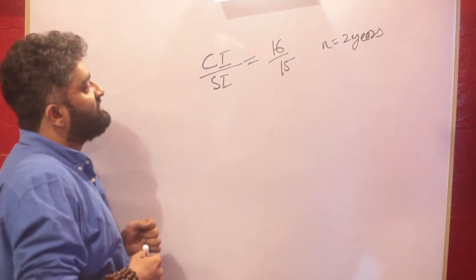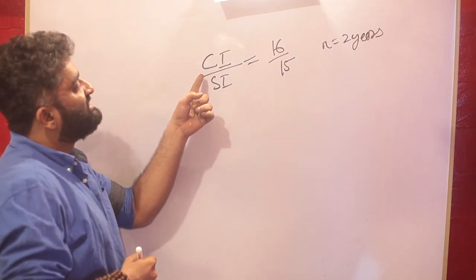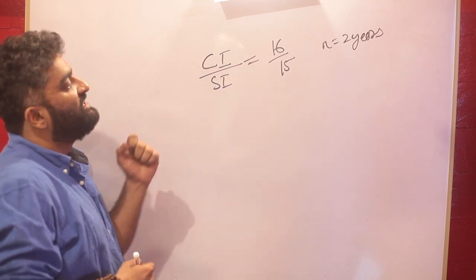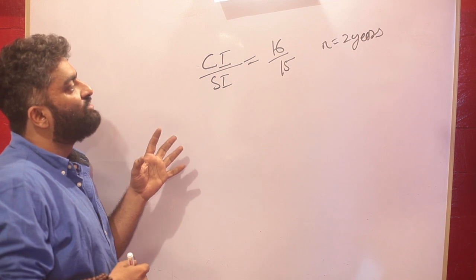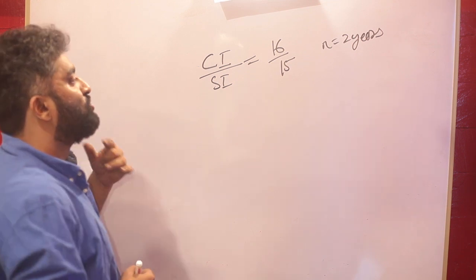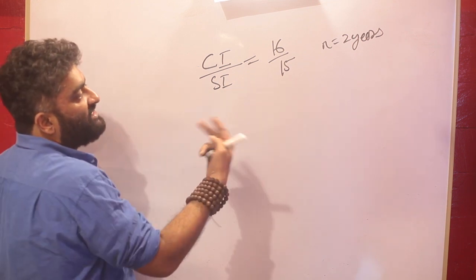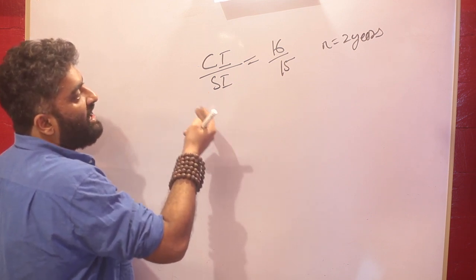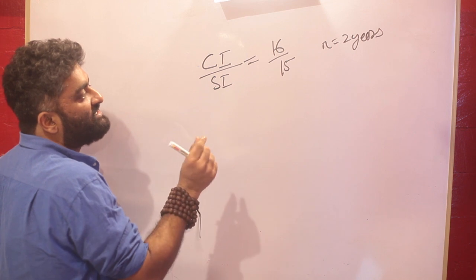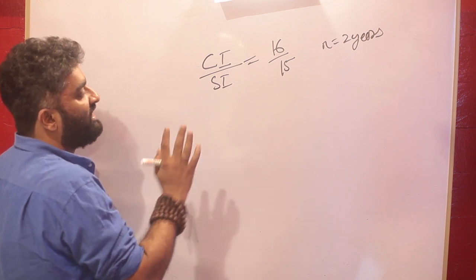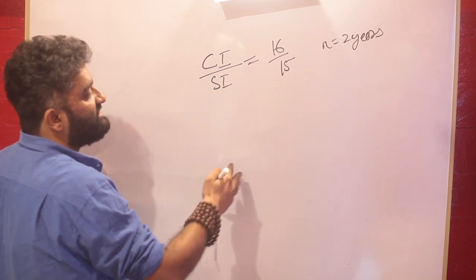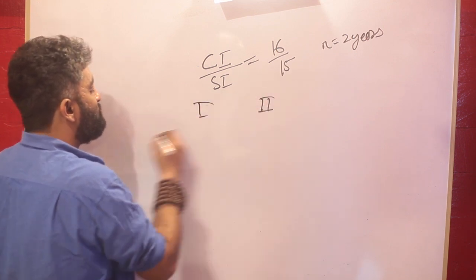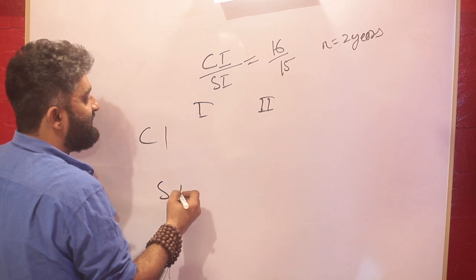Okay, let's try this question. It says the ratio of CI upon SI after 2 years is 16 by 15. That is the only information given to us. So we have just done the idea of what is the fundamental difference between CI and SI, and especially after 2 years, what is the change, what is the difference. So we did that idea. But let's try this. Let's form the same table. So this is year 1, this is year 2, this is CI and this is SI.